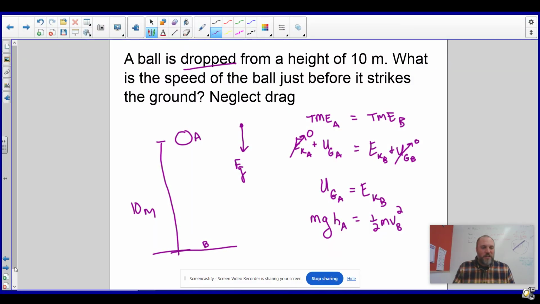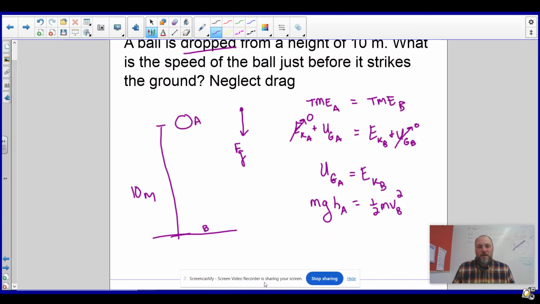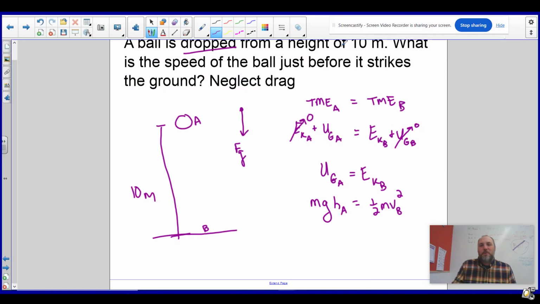So I have mgh is equal to 1/2 mv squared. Since there is a mass on both sides of the equation, I'll go ahead and cancel that mass out. And then I'm trying to get v by itself. So I'll multiply by 2 to take care of the 1/2. So 2 times g times the height at A is equal to vb squared.